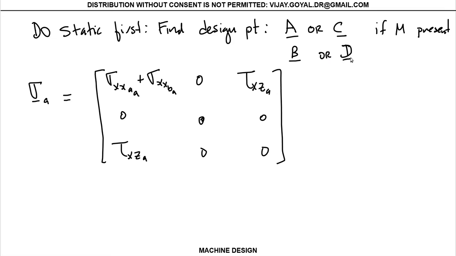If M is equal to 0, there was no presence of a moment. Then from here, what you do is you find your principal stresses. So you have your sigma 1 alternate, sigma 2 alternate, and sigma 3 alternate. So you solve this and find your principal stresses. Then you solve exactly the same thing again for your mean stresses.